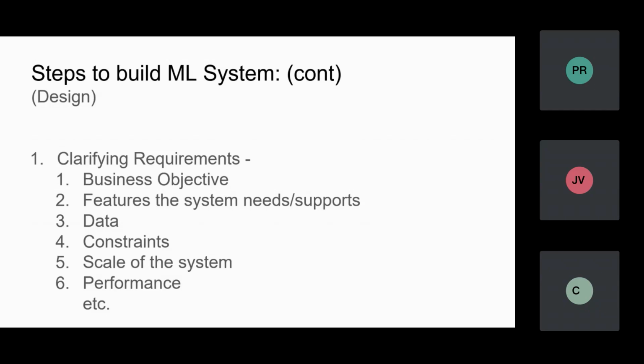Features the system needs or supports. Let's say it's a video posting website: do we need a like and dislike button, or are we depending on the user feedback for the trending post or the more likable post? Such are the features that the system needs to have and should be discussed while designing the system.